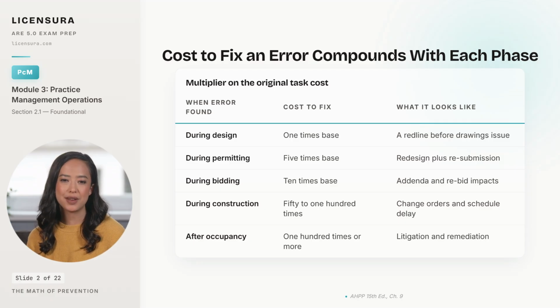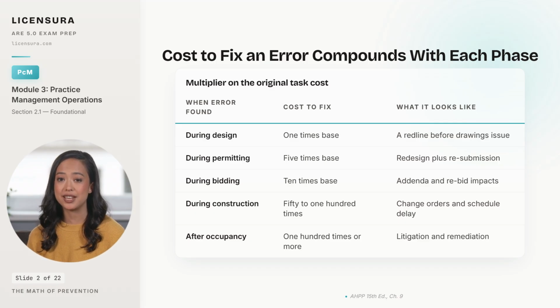Walk through what the same error costs at each phase of a project. Caught during design, the fix is a red line before drawings issue. Call it 1 times the original task cost. Caught during permitting, the same error has to be redesigned and resubmitted to the authority having jurisdiction, which runs roughly 5 times the base. Caught during bidding, you are now issuing addenda, possibly rebidding scopes, and absorbing contractor pricing impacts, so the multiplier climbs to about 10.